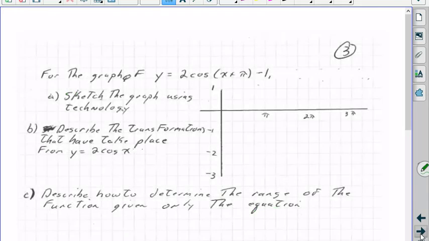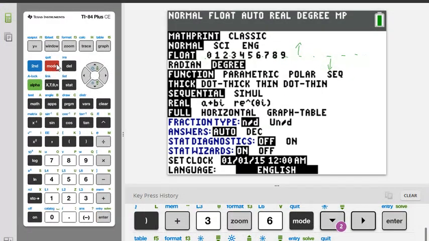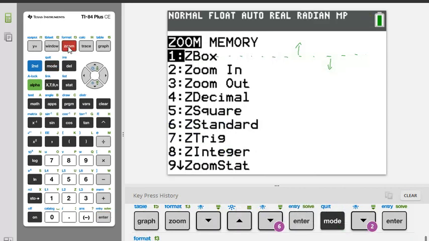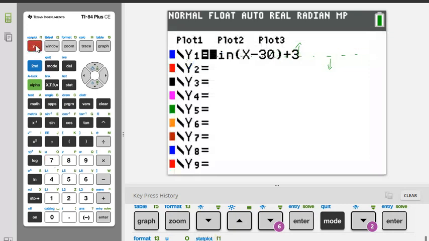So I would like you to sketch this, please. Again, we are now speaking radian. So turn your calculator to radian mode and hit zoom trig. Before you do anything else, the mode needs to change and our trig needs to change. And then you can punch in your equation.